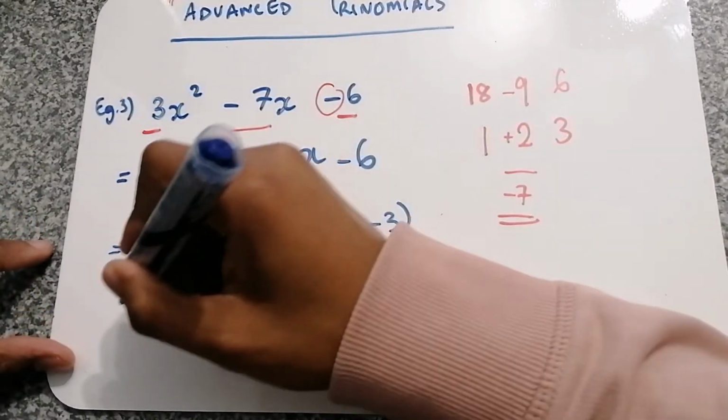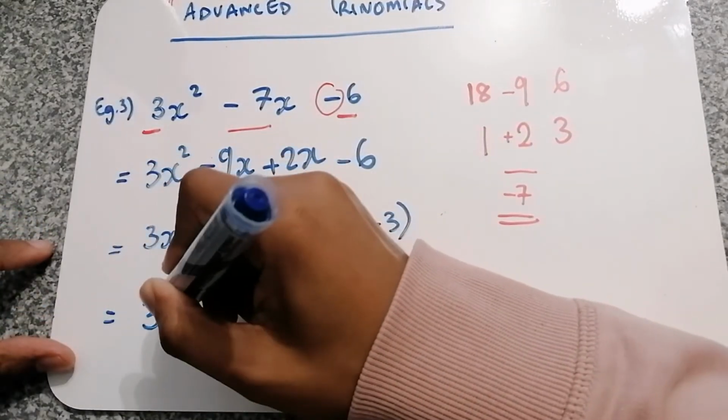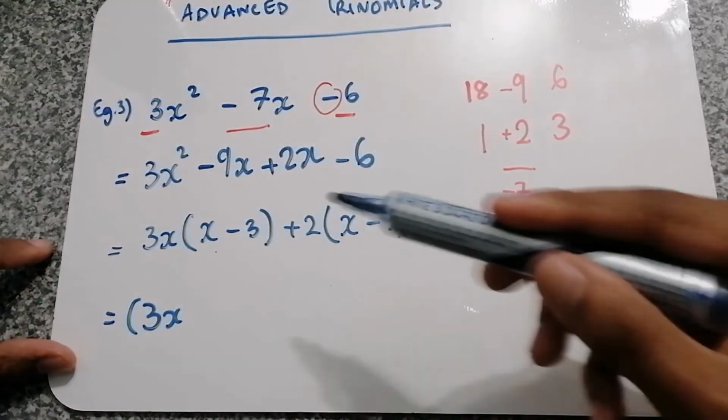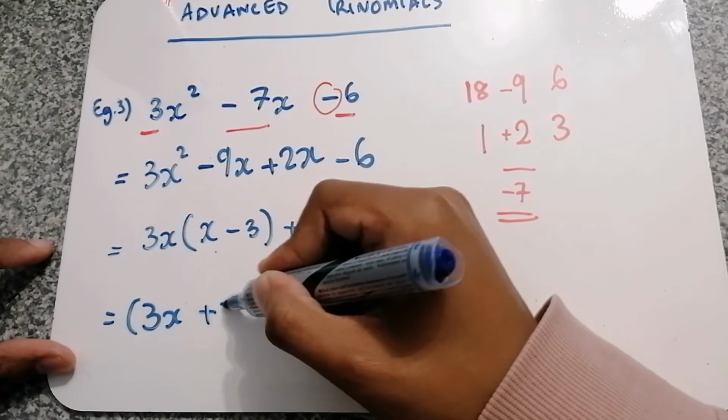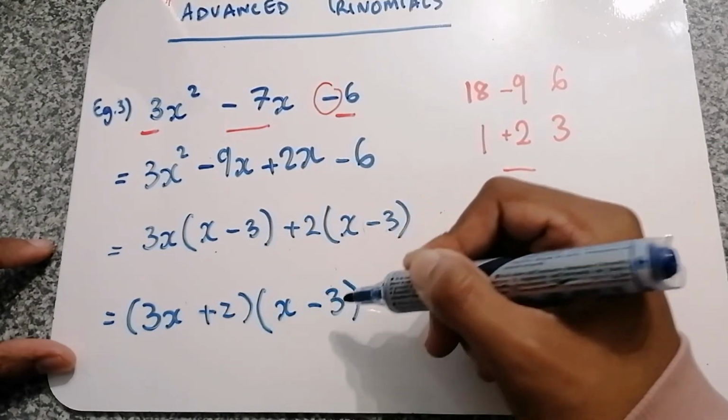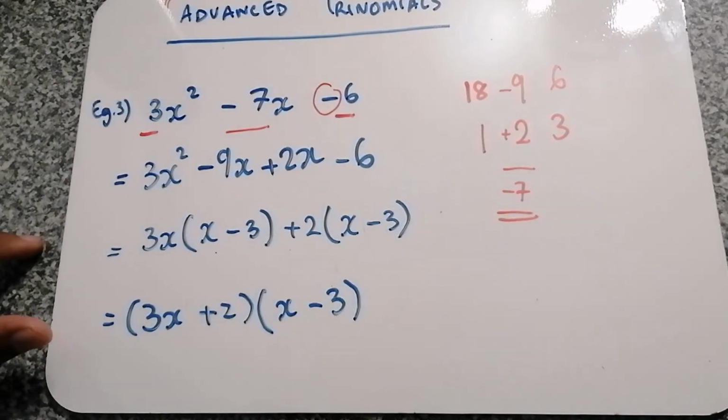Therefore, we are going to take out the common bracket and write down what is left. So it's the 3x plus the 2 and the common bracket. That's how we factorize it.